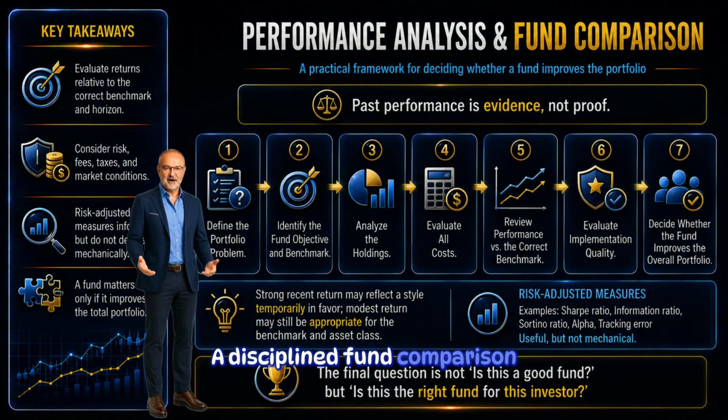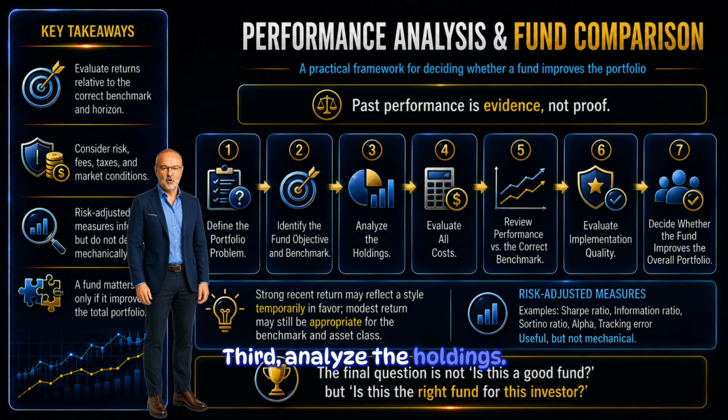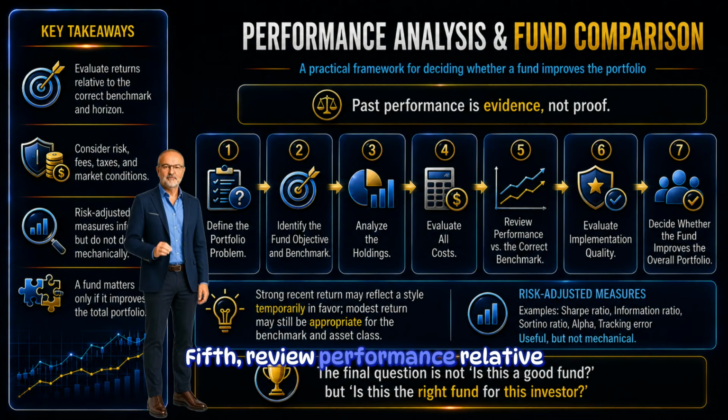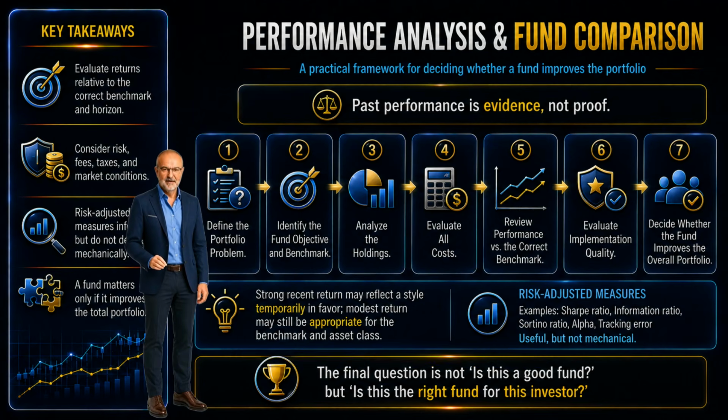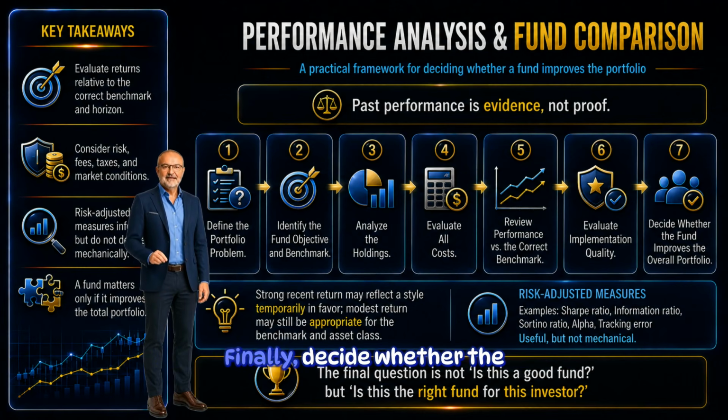A disciplined fund comparison should follow a clear sequence. First, define the portfolio problem. Second, identify the fund objective and benchmark. Third, analyze the holdings. Fourth, evaluate all costs. Fifth, review performance relative to the correct benchmark. Sixth, evaluate implementation quality. Finally, decide whether the fund improves the overall portfolio. That last step is critical.